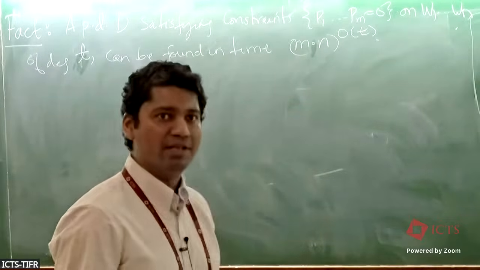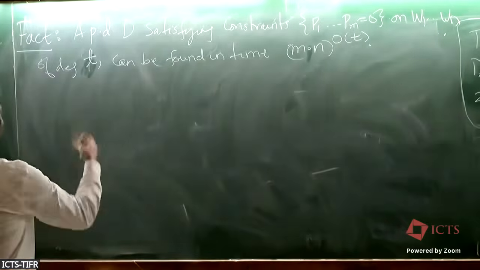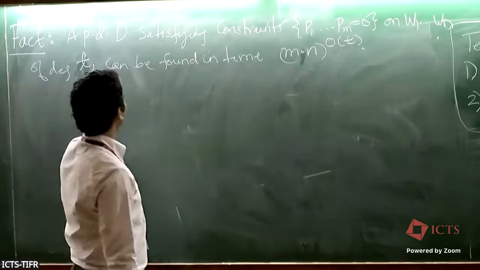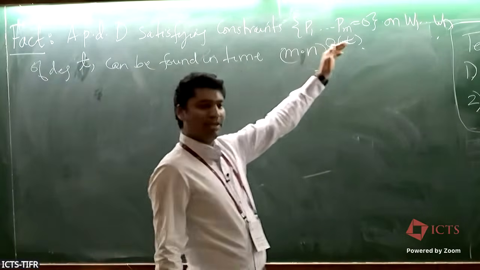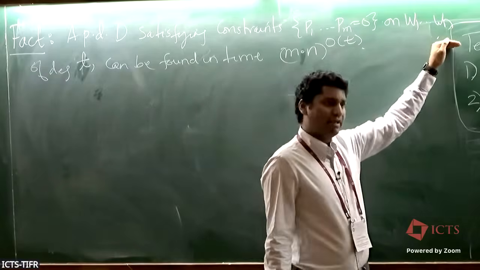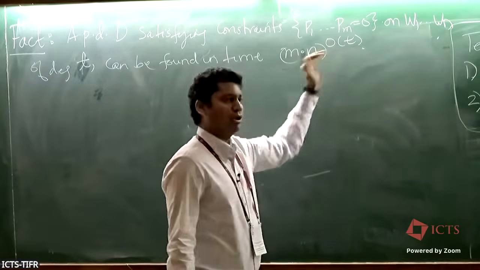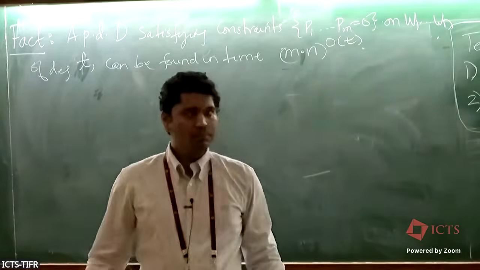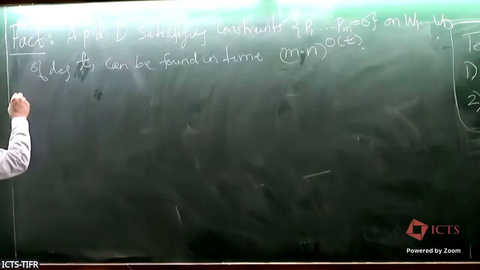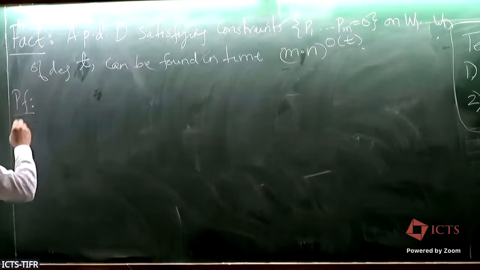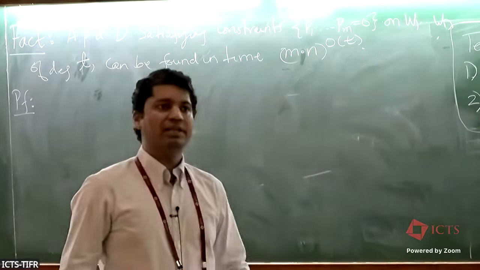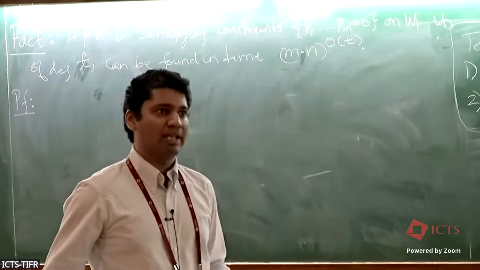Okay, so let me argue why a degree t pseudo distribution satisfying m different polynomial constraints in n variables can be found in time m n to the order of t. So let's see the proof. The proof is simply that a pseudo distribution that satisfies a bunch of constraints can be written as a solution to a semi-definite programming relaxation.